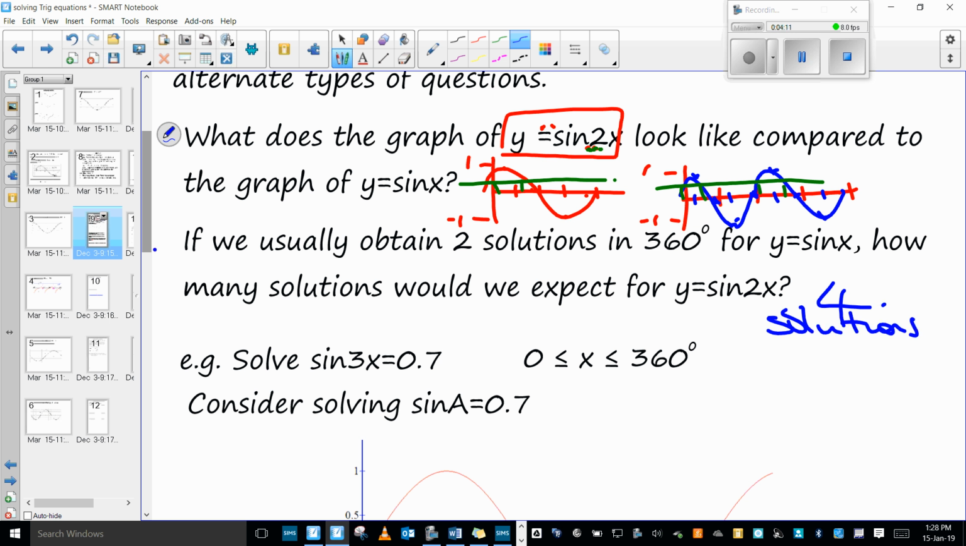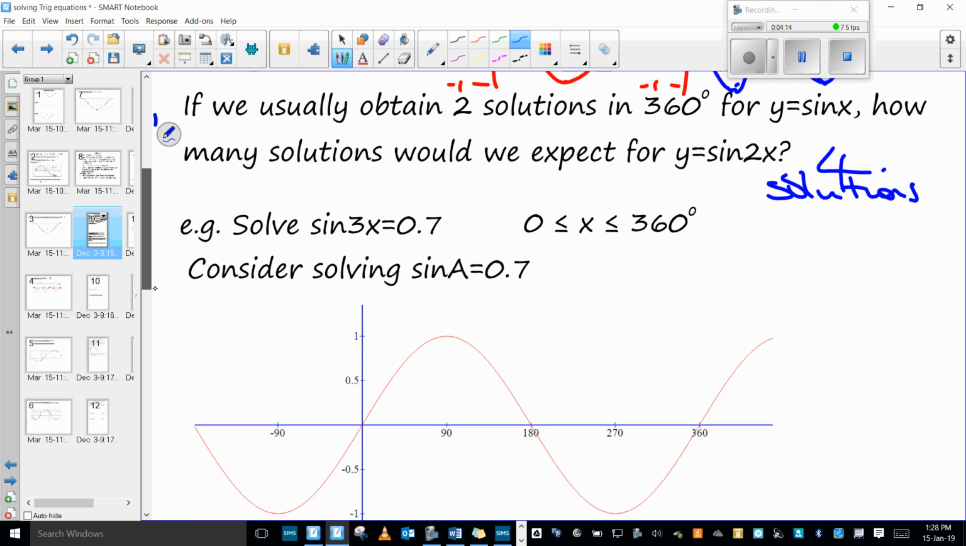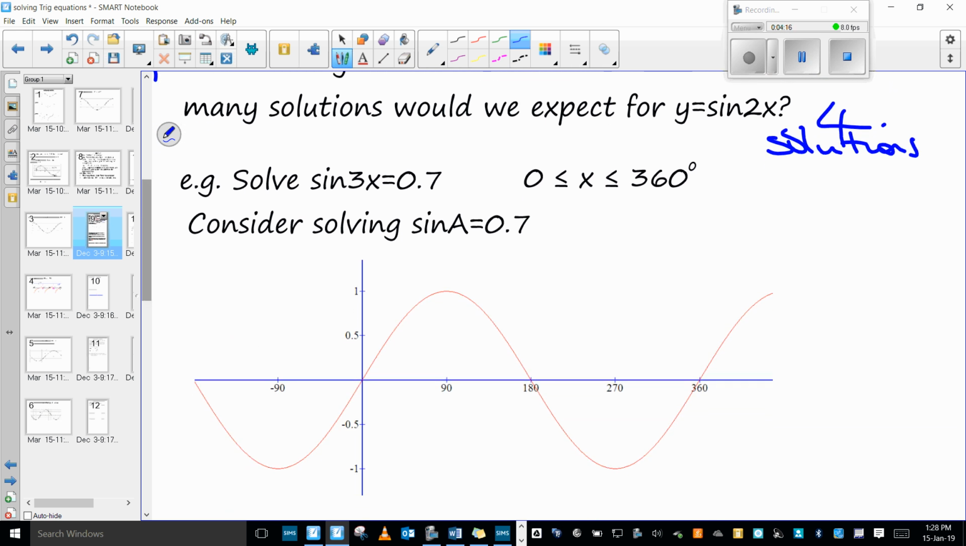Alright, so we've been asked to solve sine 3x equals 0.7. In our heads, we know how many solutions we are probably looking for. 3? The question is solve sine 3x equals 0.7. How many solutions are we probably looking for? 6. You all happy with that? Because normally it's 2, but we're looking for 6. So in our heads, we're thinking 6 solutions.